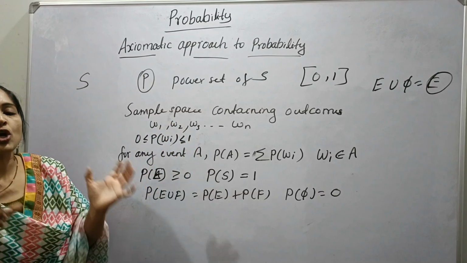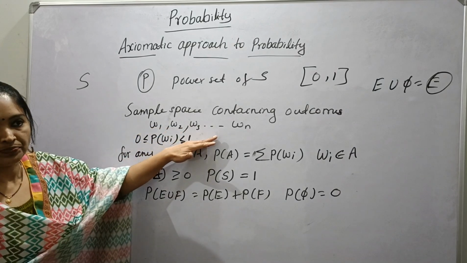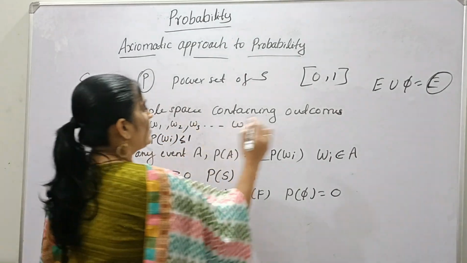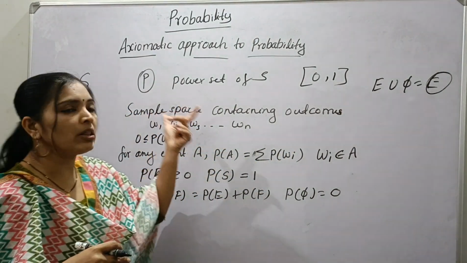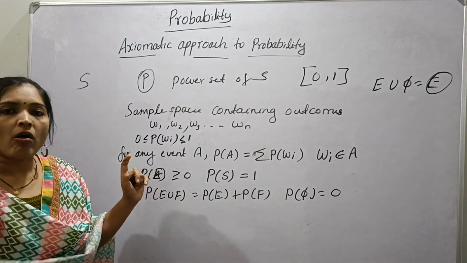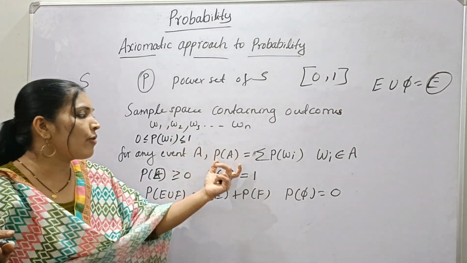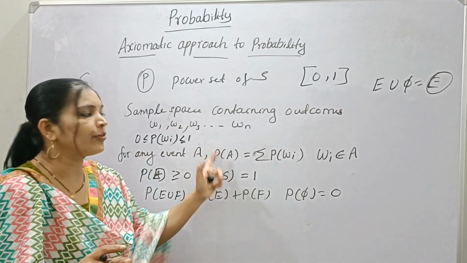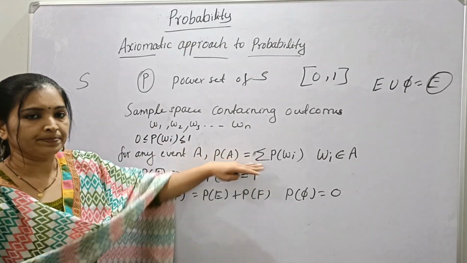Okay, that is, the probability values of those outcomes in the sample space are between 0 and 1. The sum of the probabilities of all the outcomes in the sample space is 1. And for any event A, the probability of A is equal to the sum of the probabilities of all the elements of A.